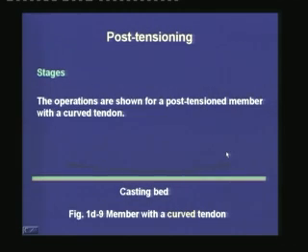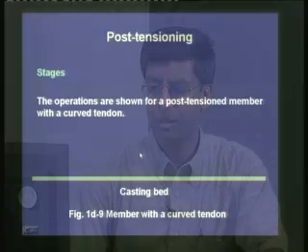Next, we shall see the same operation for a post-tension beam with a curved tendon. The curvature of a tendon is designed based on the moment the member will be subjected to in its service period. The curved profile is fixed by placing the duct appropriately with hangers within the reinforcement cage of the pre-stressing member.